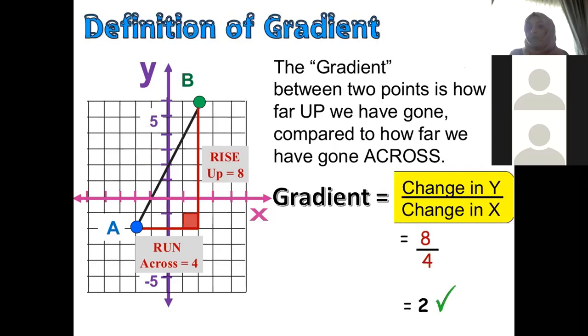And remember, it's positive because it's an increasing line. So it's the change in y divided by the change in x. Okay, this is the rule for finding the gradient using 2 points. This is the first way of finding the gradient.